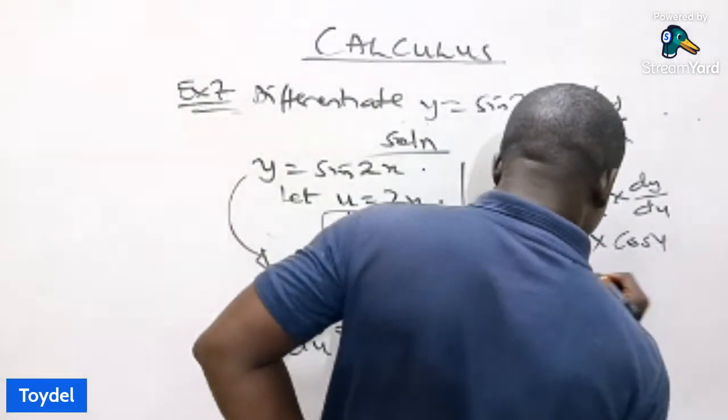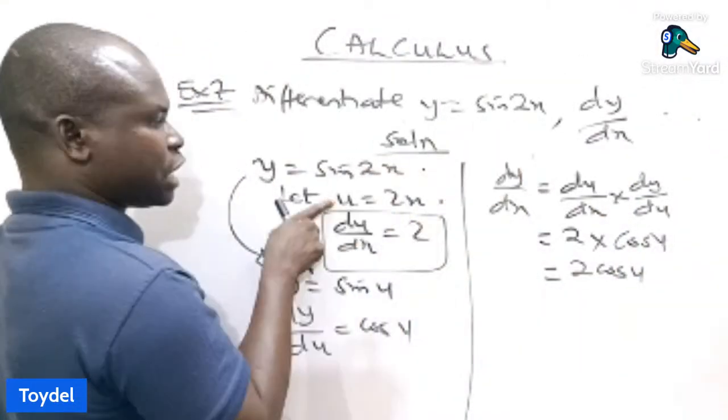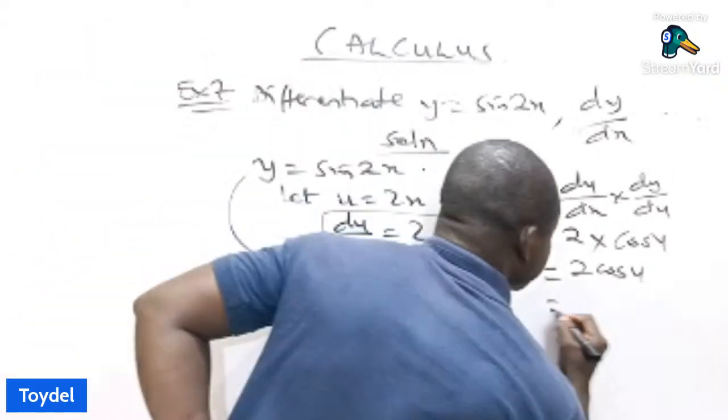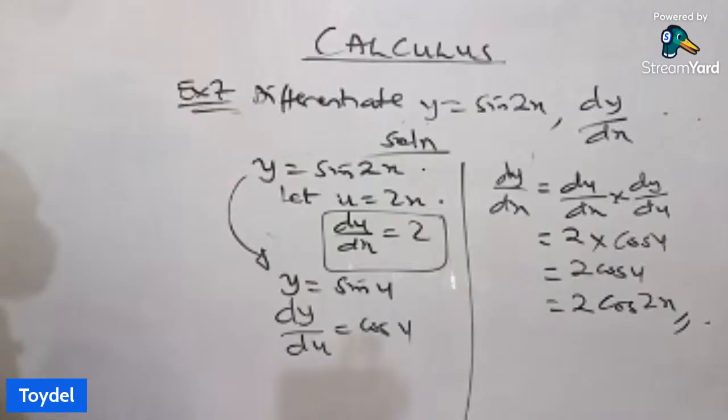Cos u. At the end of the day, we have it to be 2 cos u. But you are given the question in the form of x, not u. So we now recall that u is equal to 2x. At the end of the day, you have it to be 2 cos 2x. That's what you are going to get. So if you are given any question, other trigonometric functions, you don't need to bother yourself.